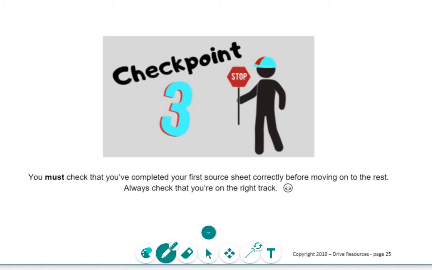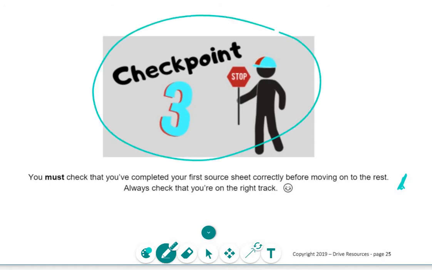So you've done your first sheet. Here we are at page 25. You've completed your first source sheet, and now you've got to submit it to your teacher, because your teacher needs to check that you're on the right track with it. Are you filling in that sheet correctly? Because what's the point in going on to do the rest if you're not on the right track? Okay, so make sure you do that. Checkpoint 3, hit share or give them the hard copy.